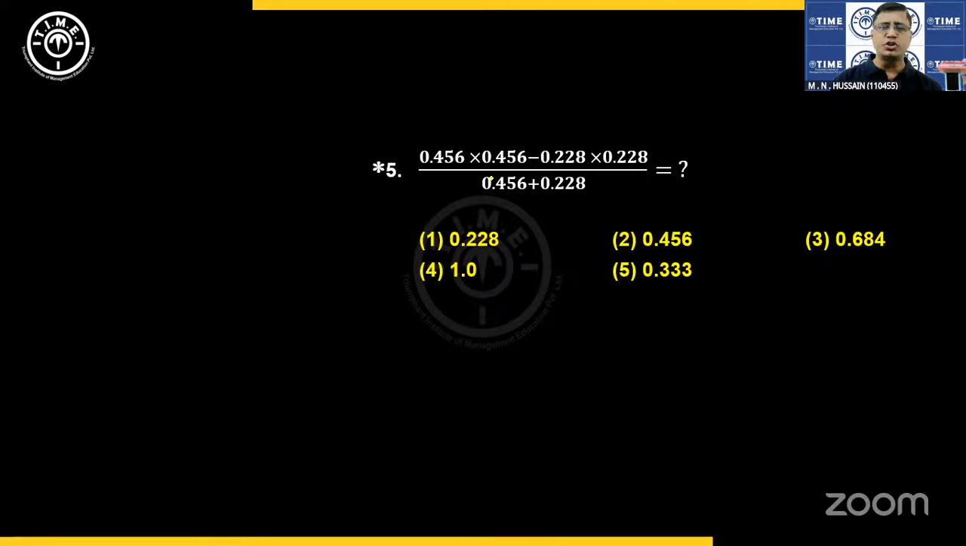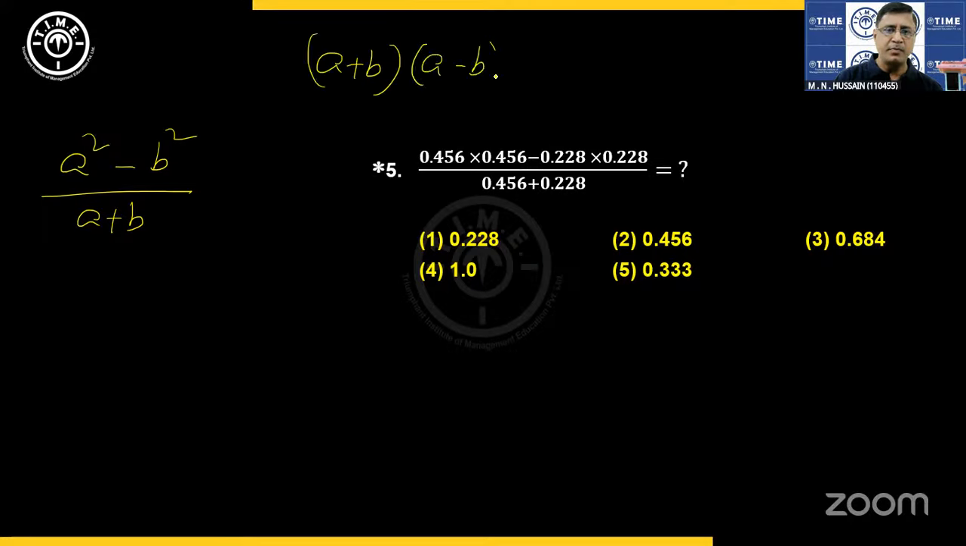If you observe this question carefully, here it is in the form of a into a, that is a square, b into b, that is b square. a square minus b square by a plus b. What is the expansion of a square minus b square? a plus b into a minus b by a plus b. Solving this, a plus b gets cancelled. Now the result is a minus b.